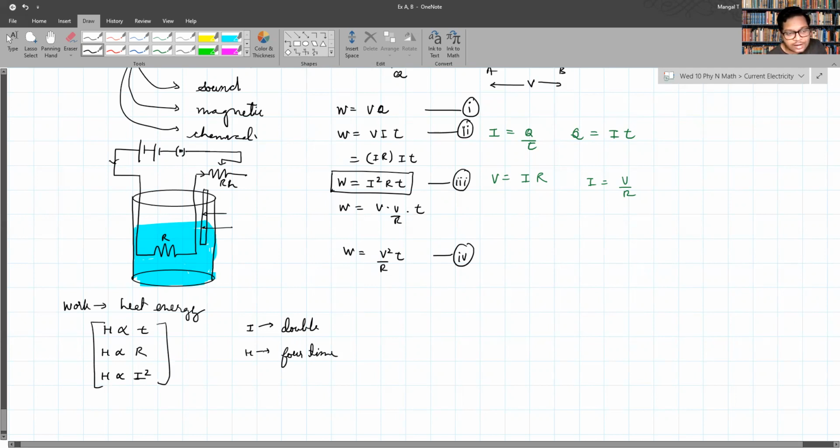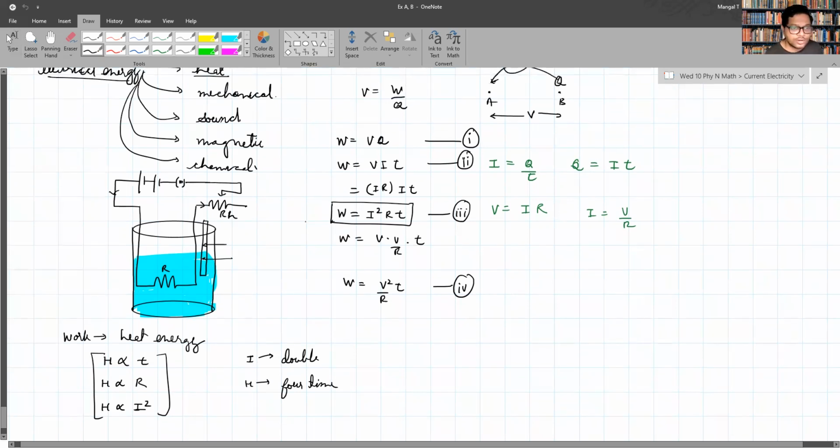And that is the reason why in the household electricity chapter, you will study that the voltage is increased so that the current reduces, because if the current is less, the heat dissipated will be less. Okay, so this is an important formula. So let's write this down. W is equal to V into I into T. It is equal to I square RT equal to V square upon R into T.